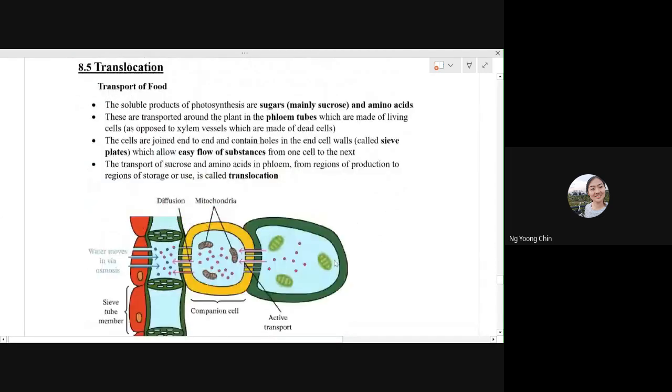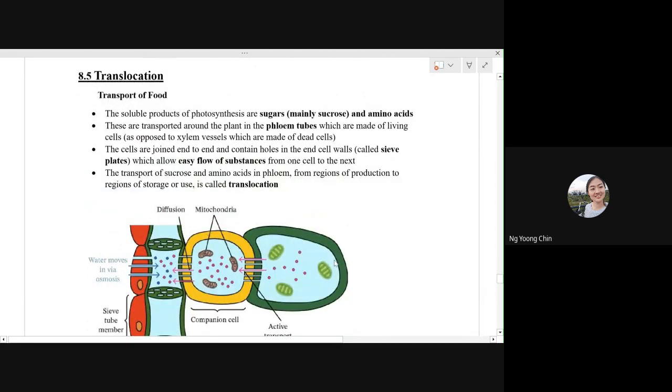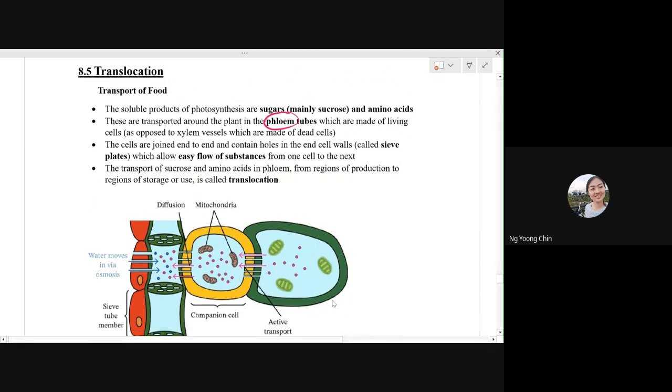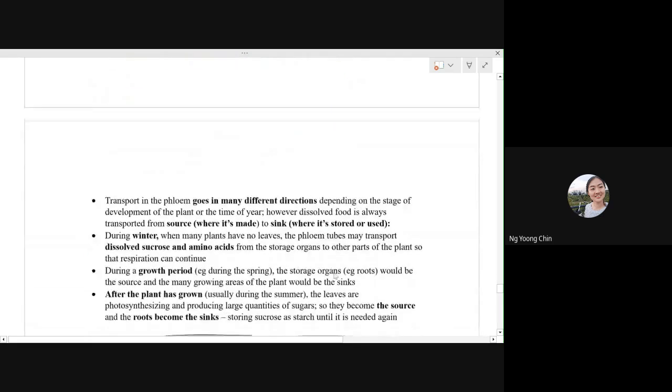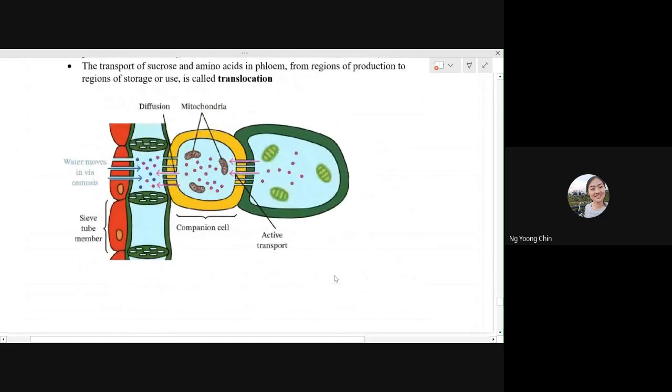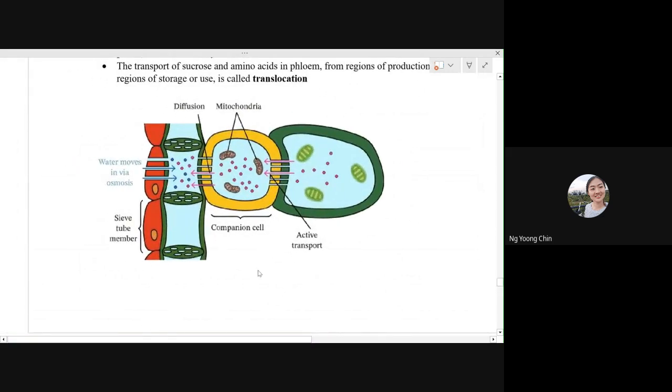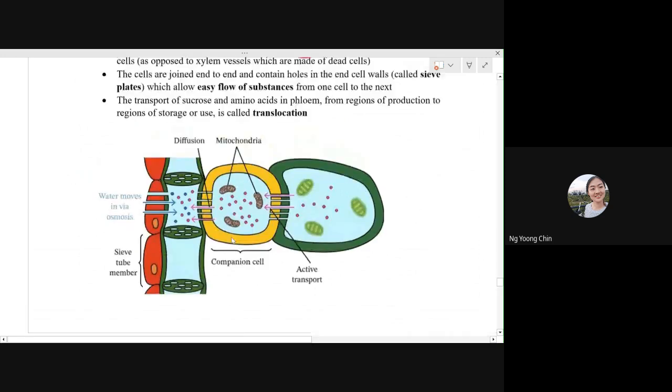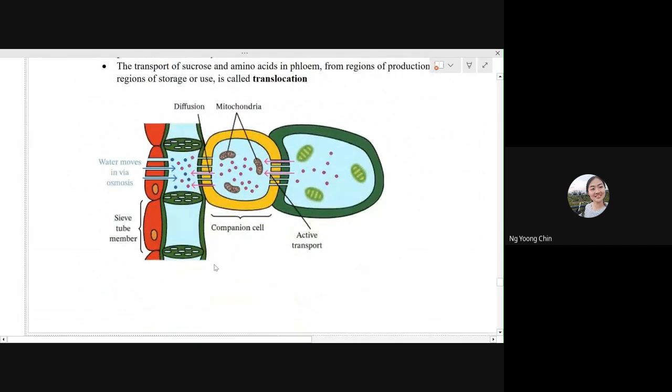Okay, now we'll talk about translocation. Translocation only happens in the phloem. Let's see the structure of the phloem. You can see this is a phloem. The phloem is different from the xylem because the phloem is made of living cells. If compared to the xylem, phloem is living. So a feature of the phloem is that it's a living cell with cytoplasm.